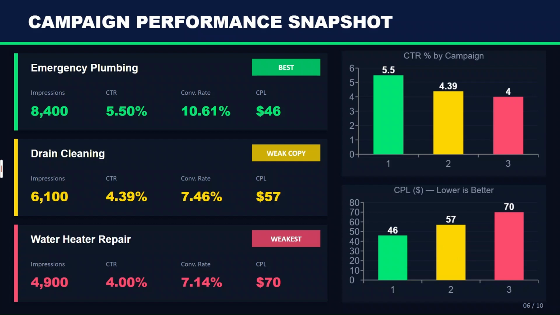The emergency plumbing campaign has strong urgent copy. The other two have copy that is not doing its job. So the message is too weak to generate leads. When cost per lead goes up and CTR goes down at the same time, the copy is almost always the issue. Always remember this.